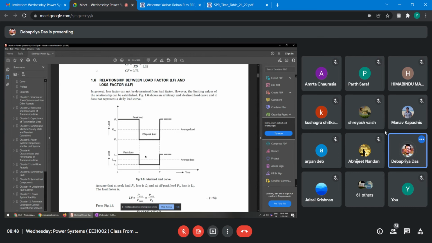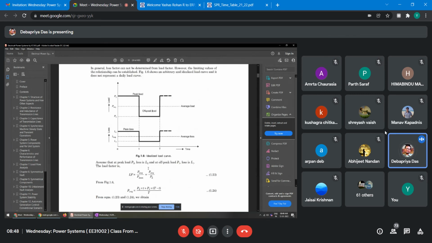In any way, this is similarly what is called the average loss. A line is drawn. This is the average load and this is the average loss. Now, assume that the peak load is P2 and the peak loss is L2, and that the off-peak load is P1 and the loss is L1. Therefore, load factor will be P average upon P max. So P average is the average load, so P average upon P2, because P2 is the maximum.